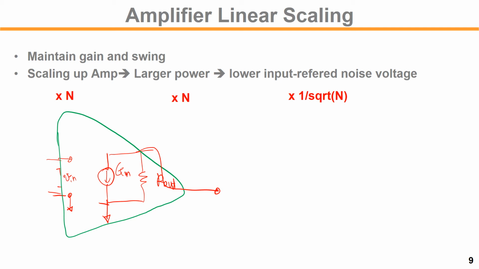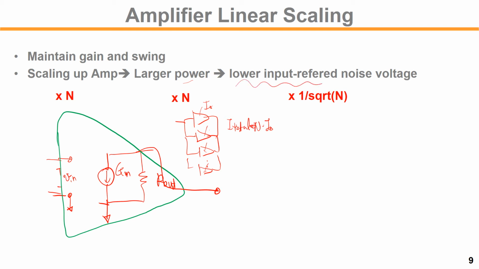Now, if you scale up by n times, for example, if you make it a parallel connection, connecting the input and output n times, then you would get n times larger power, because each amplifier current becomes n times. Each amplifier current is I0, then the total current will be n times I0, right?